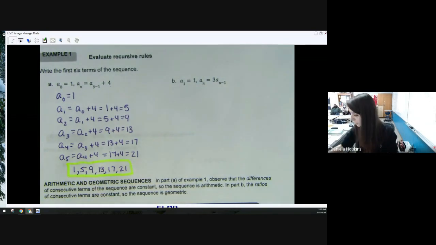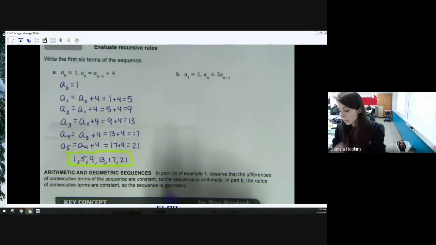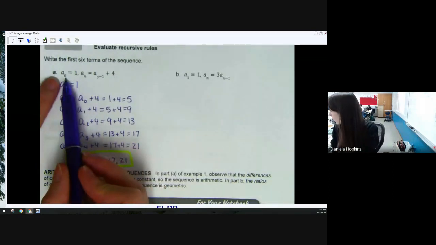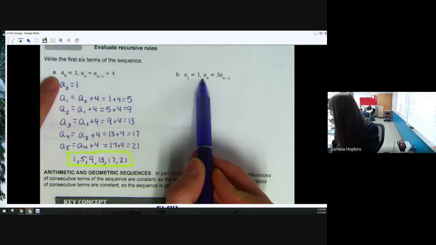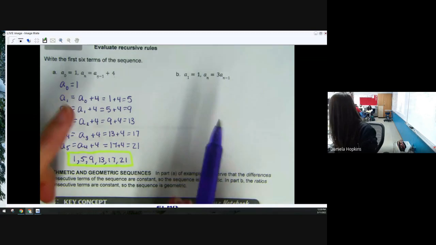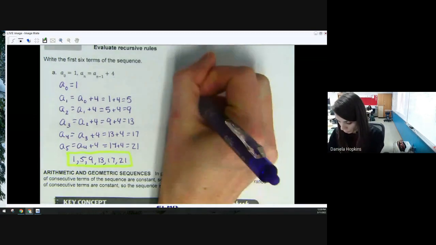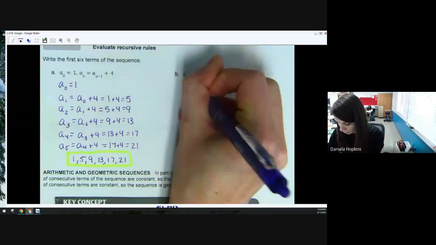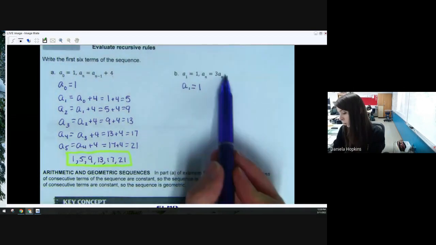We probably get the idea, but I'm still going to show you example B because it leads into our rules and seeing some patterns here. So for example B, notice in example A, we had a sub 0 equals 1, and in example B, we have a sub 1 equals 1. I told you when we were doing the series that it matters, and now it doesn't. We just need a point that's kind of centering us. So if I want my first 6 terms, I'm given a1 is 1. And now my recursive equation, which is this part, is 3 times the term before it.